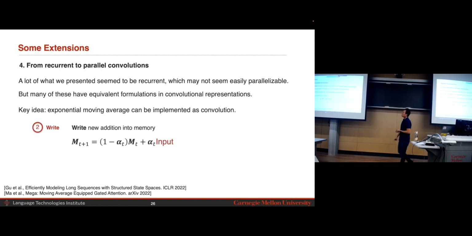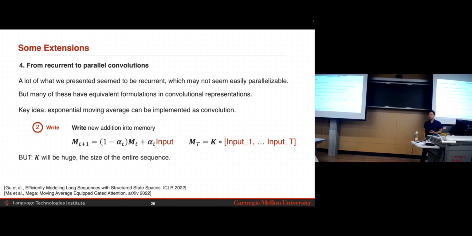And the key idea is that this exponential moving average function is equivalent to just computing a final memory at the final time step through a convolution of all the inputs across all time steps stacked together with a convolution kernel K. Right? So you can actually compute this in parallel by stacking in all your inputs across all time steps and just doing a convolution with one matrix, which is parallel. But the big issue is that this K is going to be huge. Right? This K will actually be the size of the entire sequence. It's going to be order T. And that's not good.